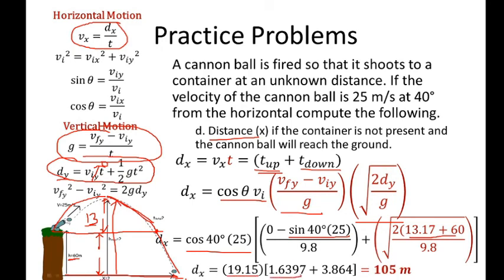This one is for T up, and this one is for T down. You would expect that T down is greater than T up, because again, it took longer for the ball to reach the ground because it has a higher dy compared to this one moving upward, which only has a shorter dy. And our answer now is 105 meters.